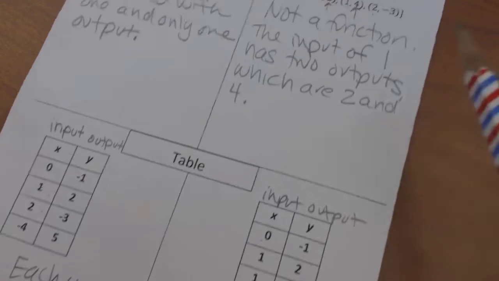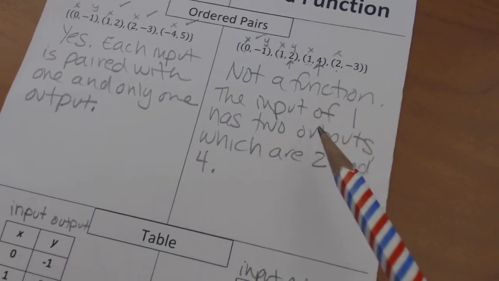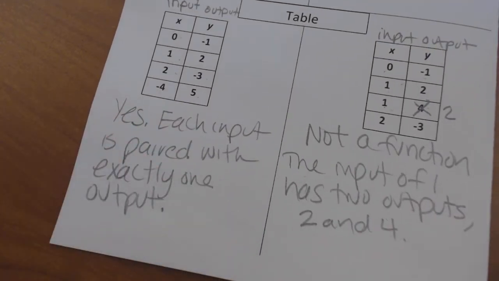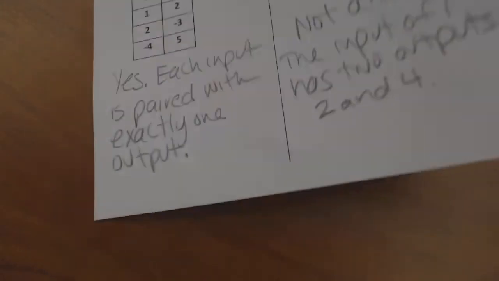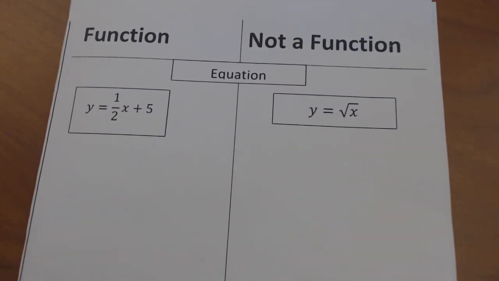This one was exactly like the first one, except it was a different representation. We have ordered pairs here, and we have tables here. Okay, let's look at two other representations. I'm just going to flip this over because it was on one sheet. So function or not a function.